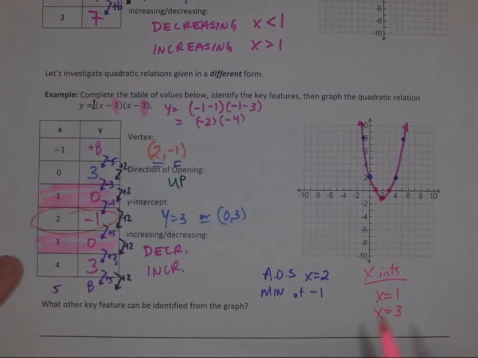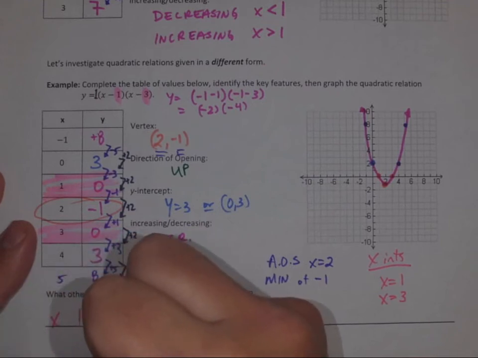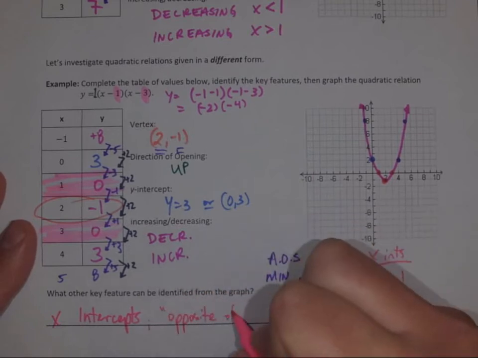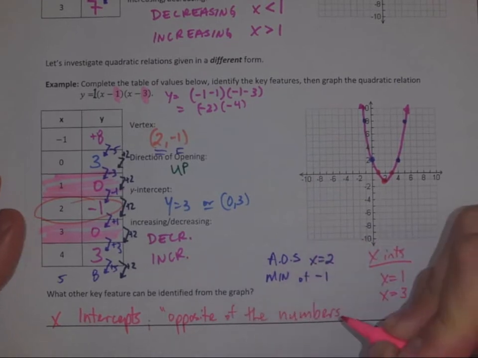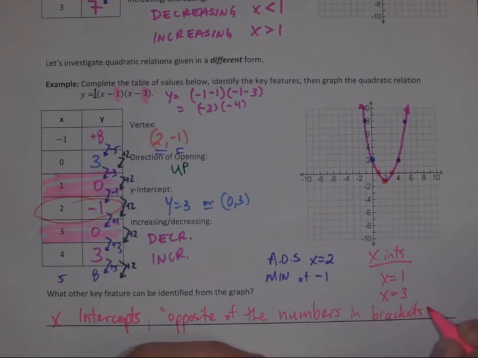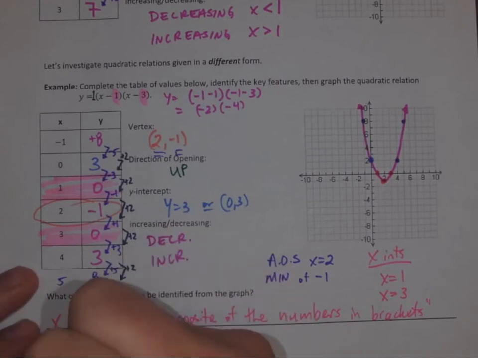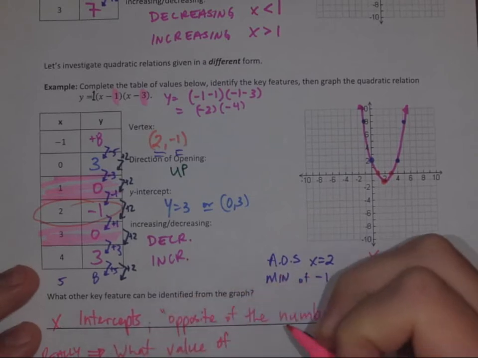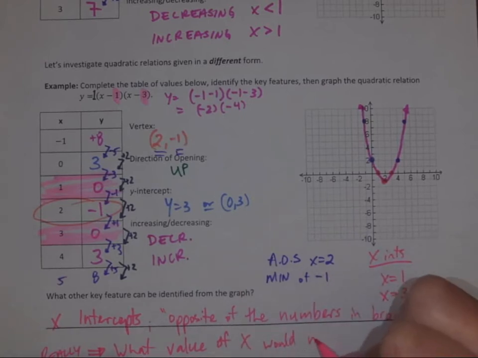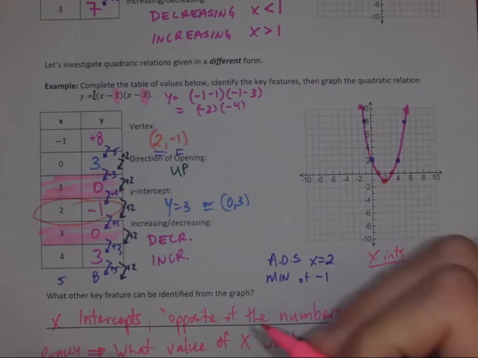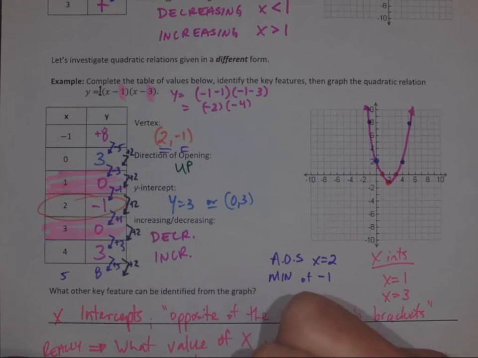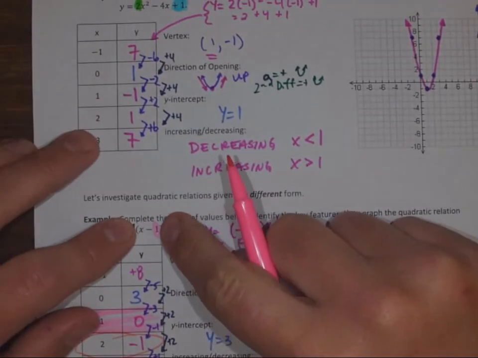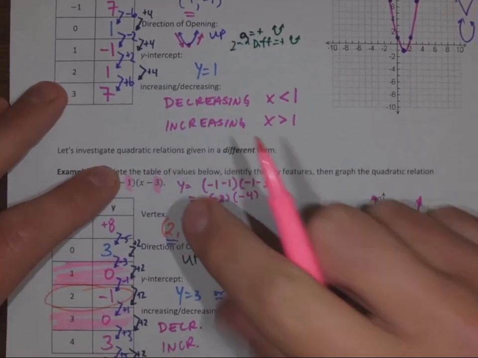Now the default equation has a negative in it, so there it is. So what does that tell us? And hopefully this shows up in pink. It tells us our x-intercepts. The way to think about it is they are the opposite of the numbers in the brackets. That might be our clue, but really what it is, it's what value of x would make each bracket equal to 0. So an x-intercept of 1, 1 take away 1 is 0. An x-intercept of 3, 3 take away 3 is 0. There's my second x-intercept.